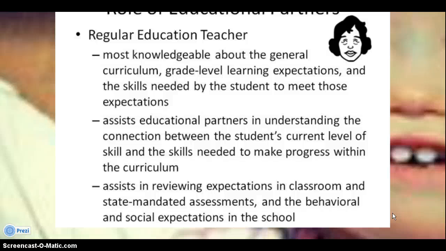So when you take the special ed teacher who understands the disability and understands how to accommodate for different kinds of disabilities, and then you've got the general ed teacher who says, this is my curriculum, these are the expectations and the achievement that this child has to meet, then the two of them together can find a path to get that child from where he is to where he needs to be. And then the other essential partner in this process is the parent.